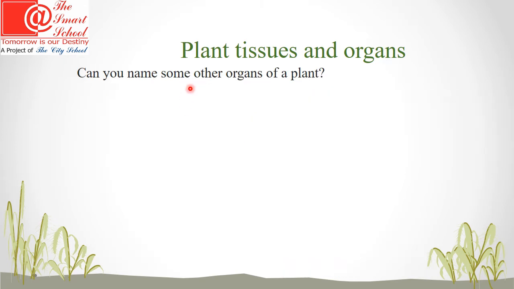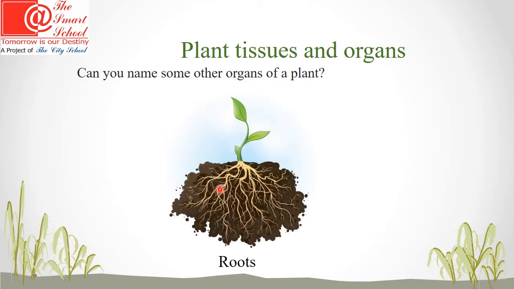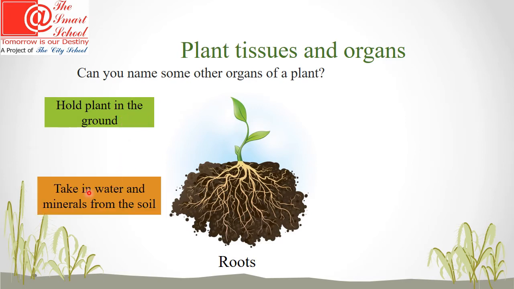Can you name some other organs of a plant? Roots are one of the organs of a plant. Their main job as an organ is to hold the plant in the ground and to take in water and minerals from the soil.